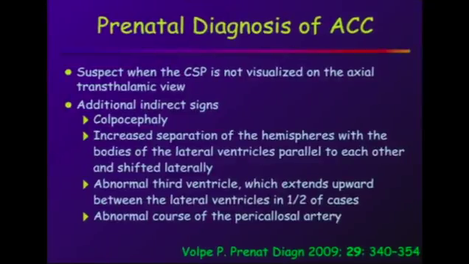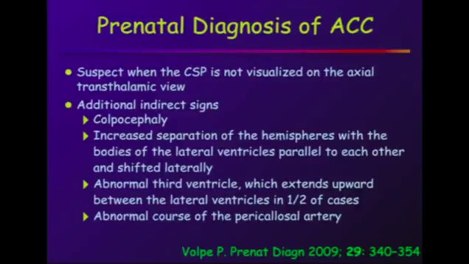Prenatal diagnosis of agenesis is tough. We miss this a lot as a society. So the easiest way to pick it up is when you don't see the CSP on the axial transthalamic view. In practice, it's generally big enough that you'll often see it on the lateral ventricular view and even the cisterna magna view, because remember, that's a 20-degree angled suboccipital bregmatic plane, so that comes up higher.